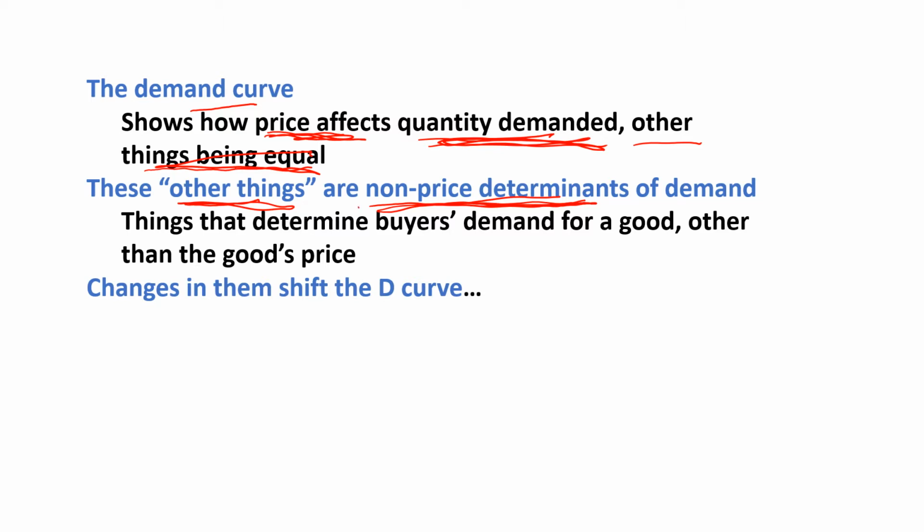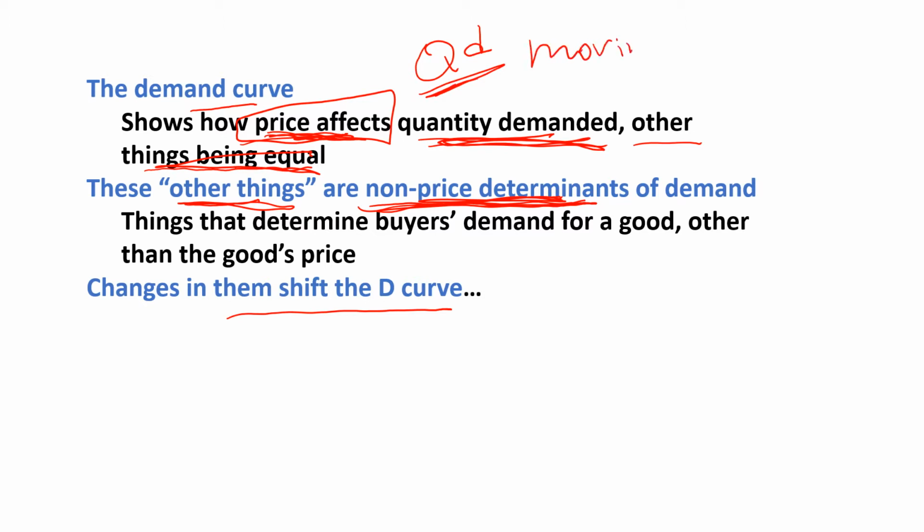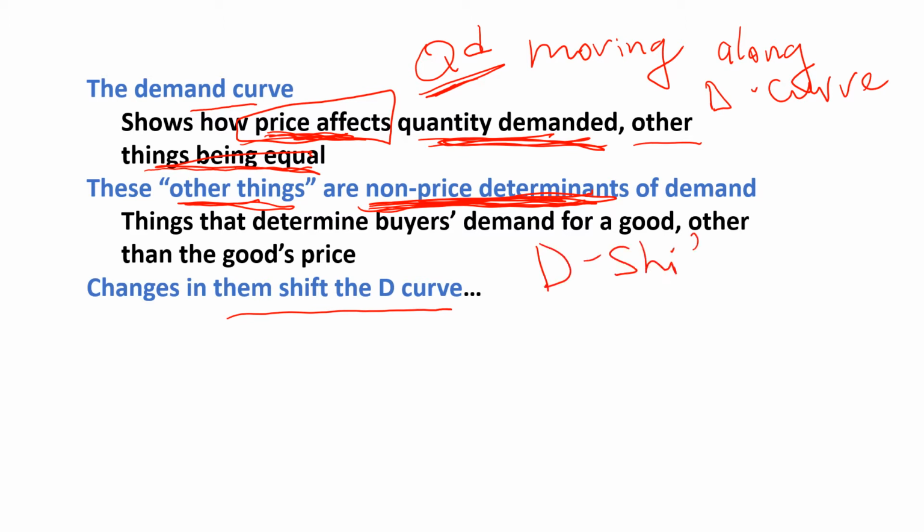And these non-price determinants, we can call them shifters or determinants, are going to shift our demand curve. Remember, when the price of the product was changing, we said that quantity demanded was changing, and we were moving along the line, moving along our demand curve. But when a non-price determinant changes, I usually call it some kind of economic event happening on the market, then the demand curve is going to shift. And this is what we're going to talk about in this video. What are those 5 determinants of the demand curve?